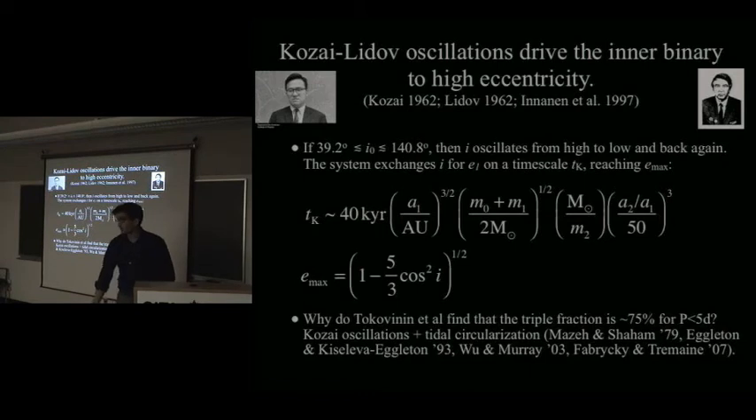So the inner binary will be driven to very high eccentricity. The question is, on what time scale? If your tertiary is a dust grain on the other side of the universe, then it takes forever for that system to go through one Kozai oscillation. But if it has finite mass, M2 is a solar mass, and if the ratio of A2 to A1 is some reasonable number, then it happens on a time scale that's short compared to the evolutionary time scale of the star, but long compared to the orbital time, which is less than a year for the system.